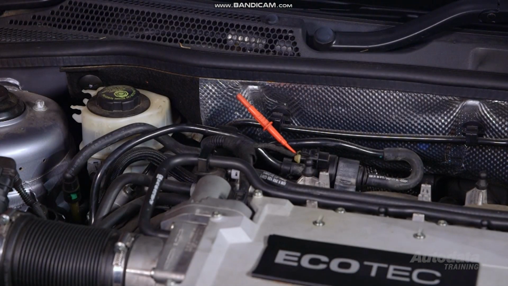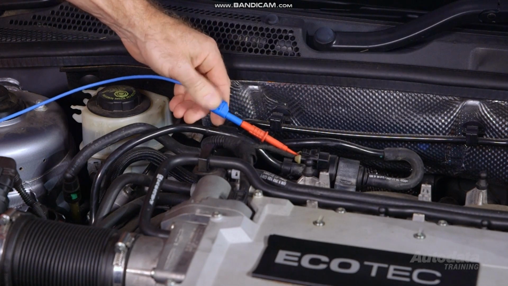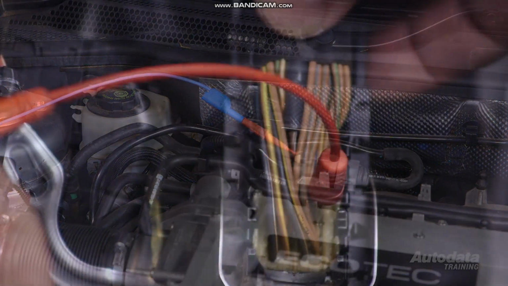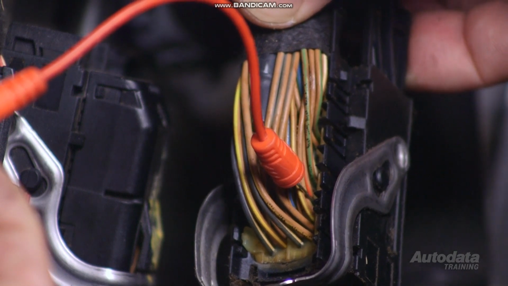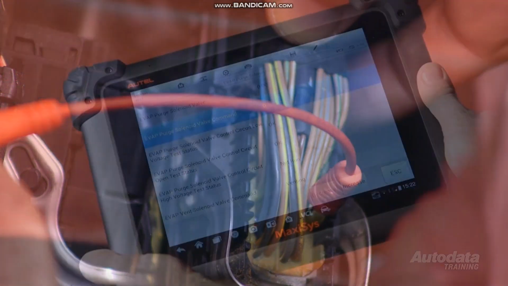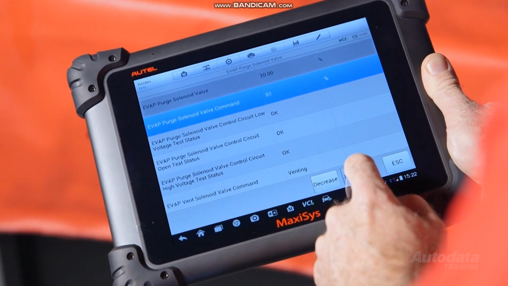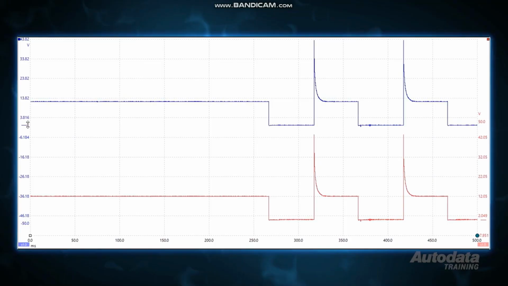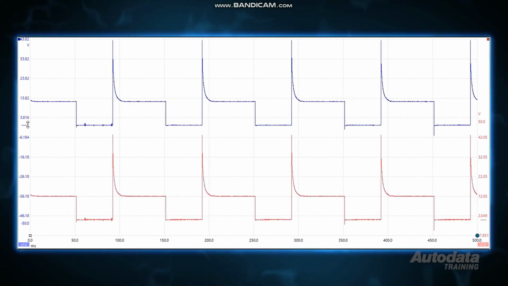With the evap purge solenoid connected, back probe the control circuit with one channel of the oscilloscope. At the ECM connector, locate and back probe the control circuit with a second channel. Using a scan tool, turn the ignition on and activate the evap solenoid. A square wave duty cycle pattern should be evident on both channels.